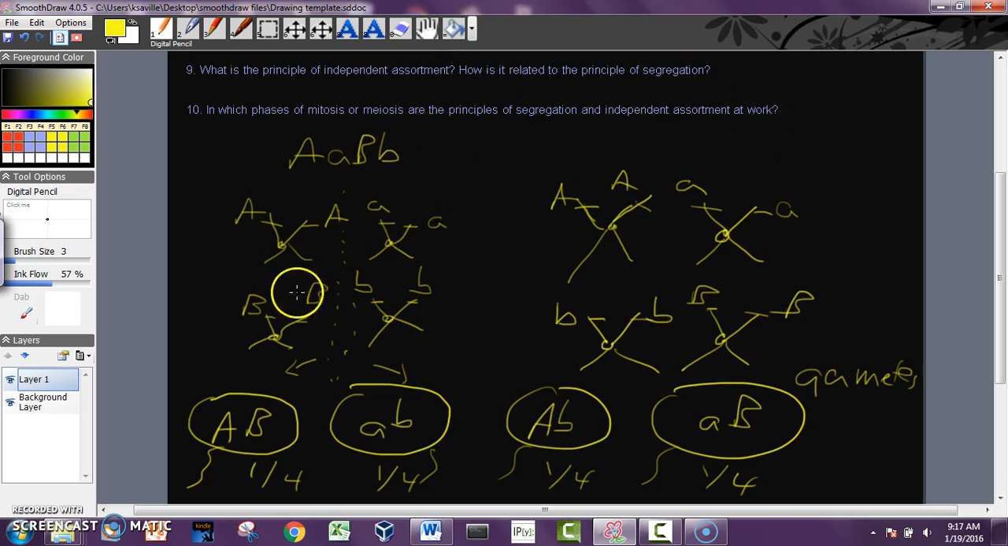How's it related to segregation? It's kind of hard to say in one simple phrase, but alleles have to segregate away from each other. So alleles of the same gene segregate away from each other. That's segregation of alleles. But different genes, so these are alleles because big A and little a are two different versions of the same gene. These are alleles, big B and little b are two different versions of the same gene, but these are different genes. So different genes, as long as they're on different chromosomes, can sort independently.